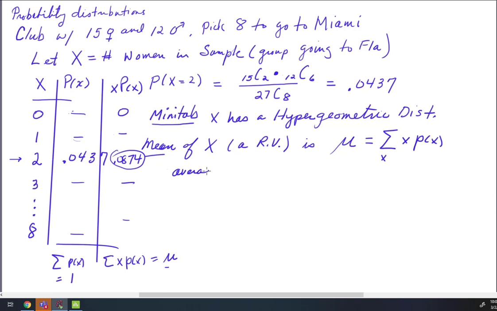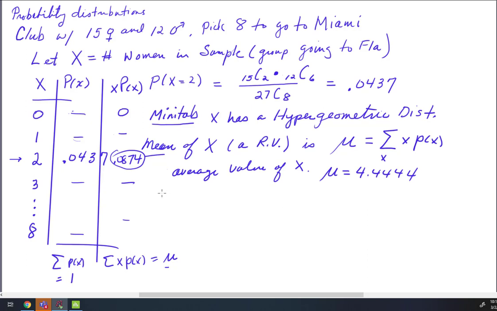So this would be the average value of x. Now, without going through it, but you certainly can do this on your own now, mu will turn out to be 4.4444 for this experiment. That means if we keep track over the years of how many women were included in this set, on average, it should be about 4.44. That would be the mean number of women included in that sample.